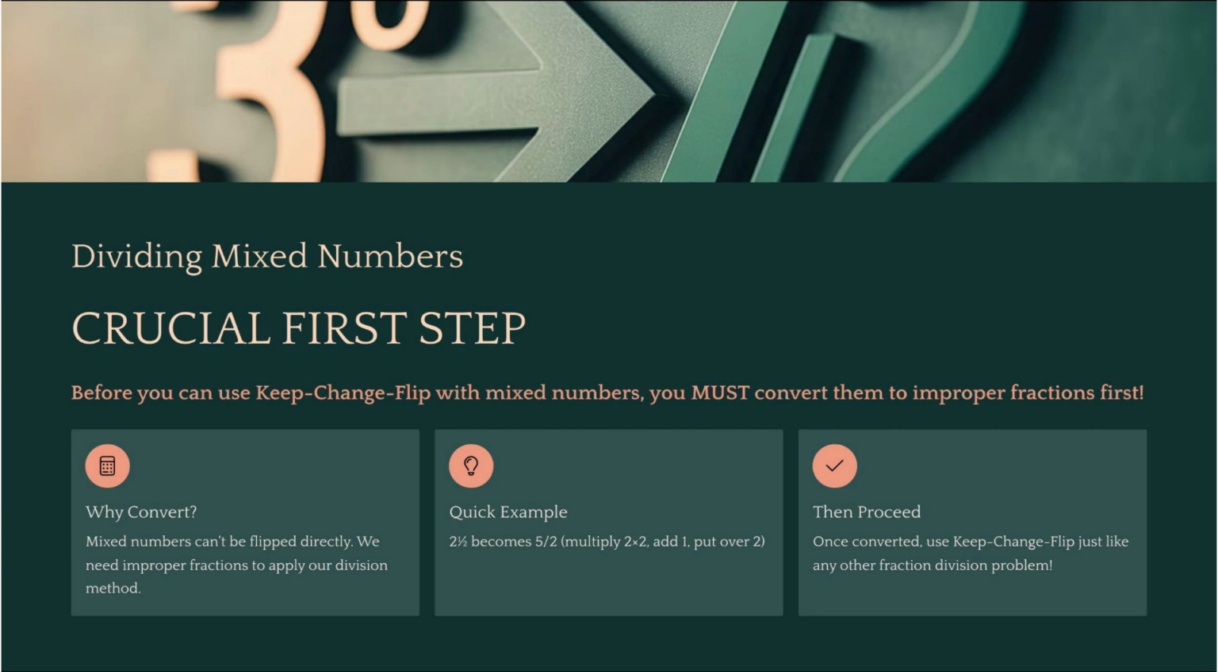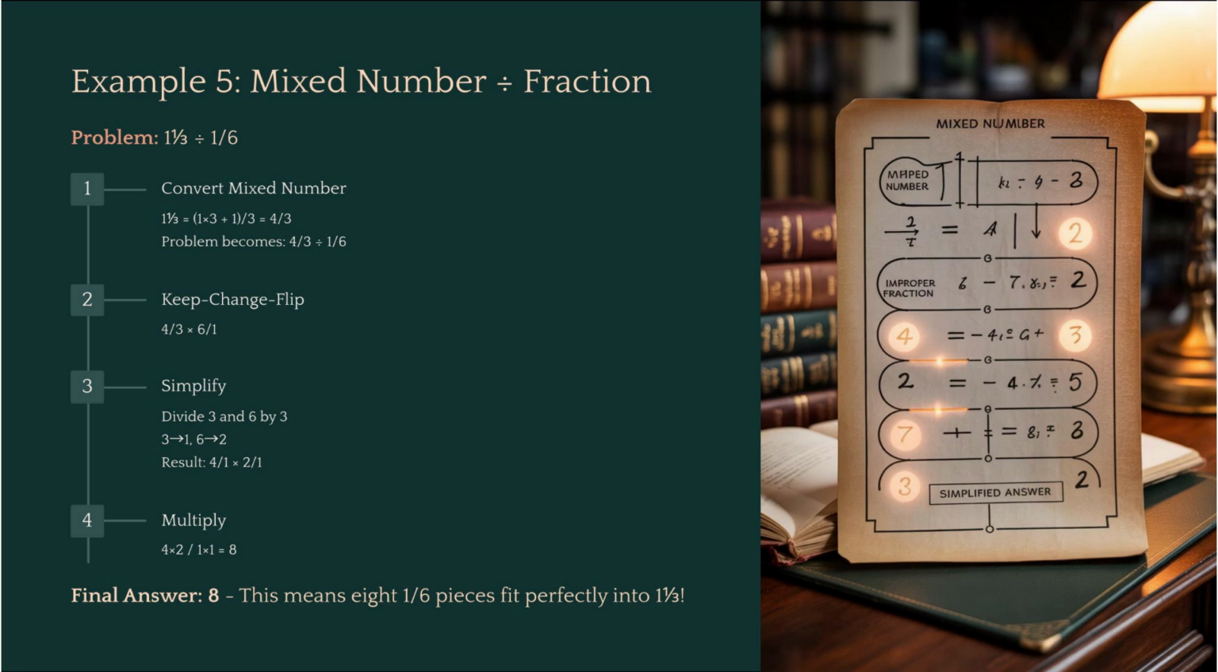When a division problem includes a mixed number like 2 1/2, there is one crucial step you must do first. You must convert the mixed number into an improper fraction. 2 1/2 becomes 5/2. You can only use the keep change flip method once both numbers are written as simple fractions. If you forget this step, your answer will be incorrect, so always check for mixed numbers first. In example 5, we divide 1/3 divided by 1/6.